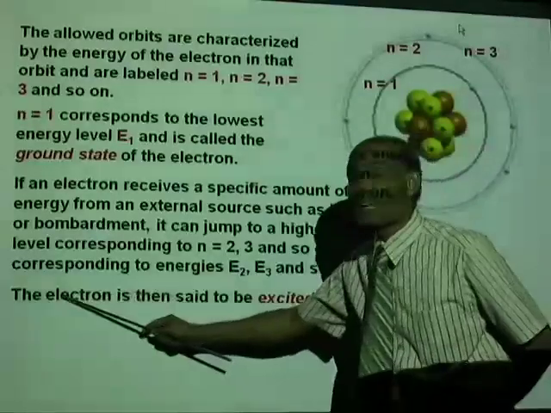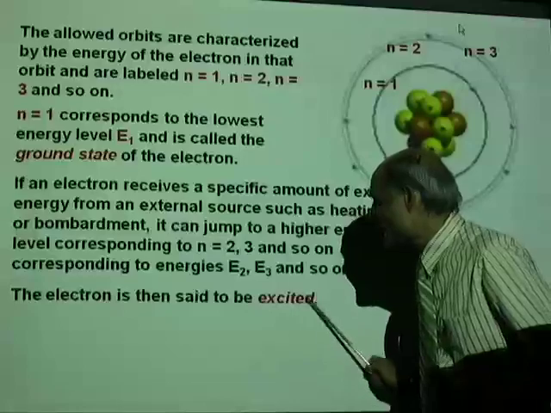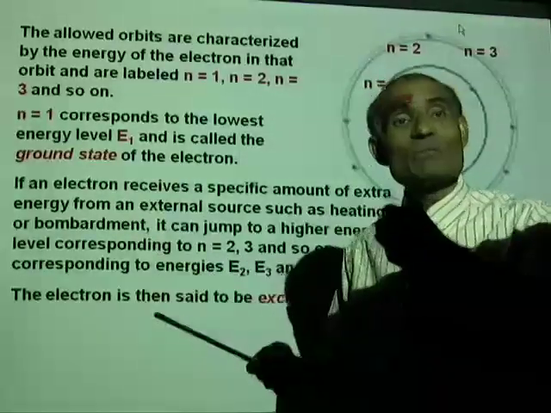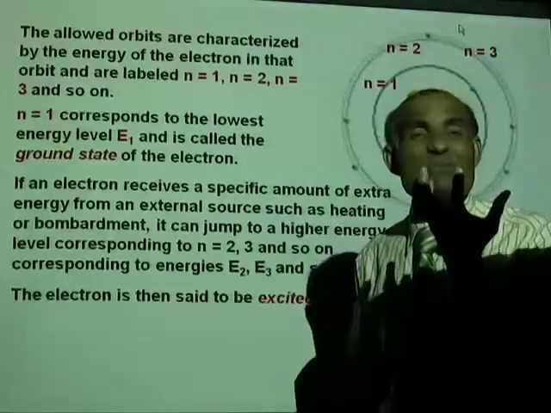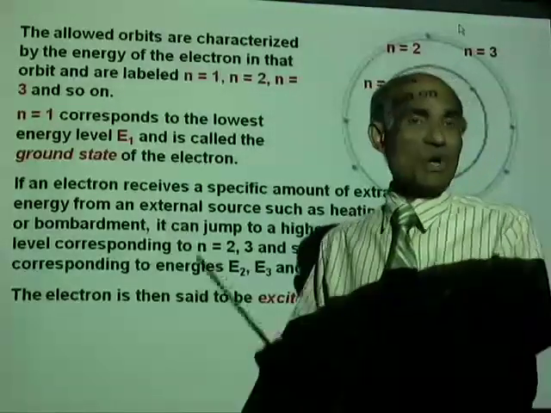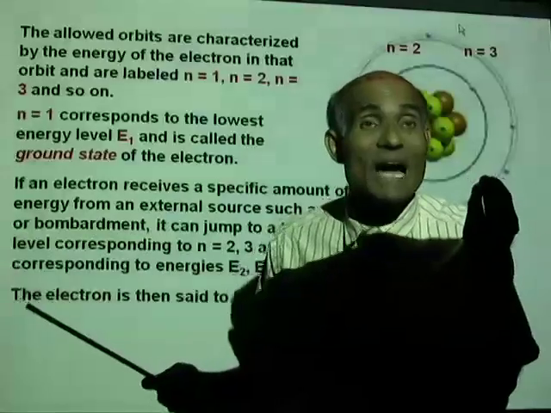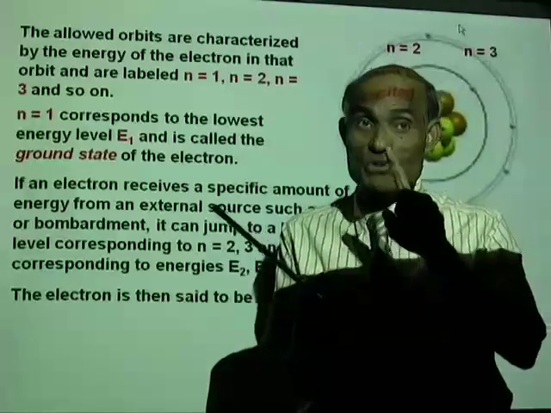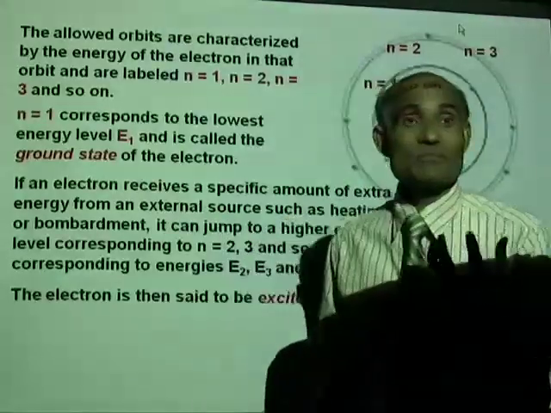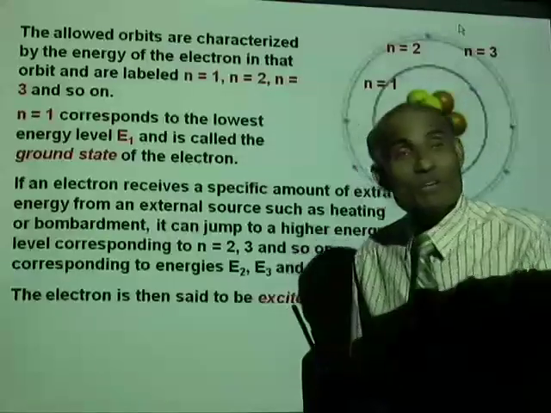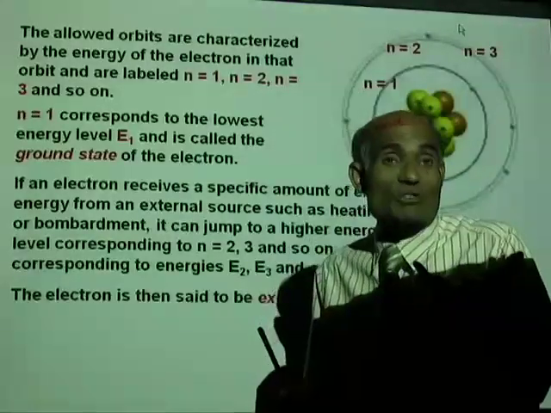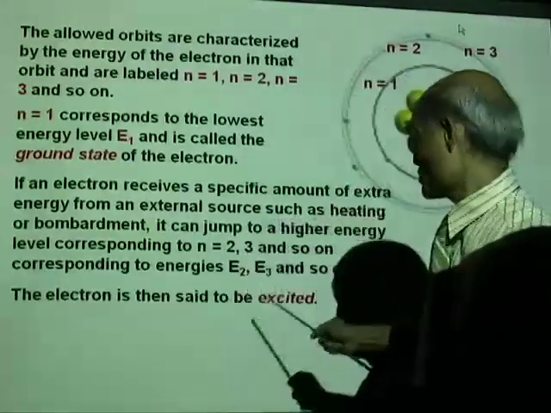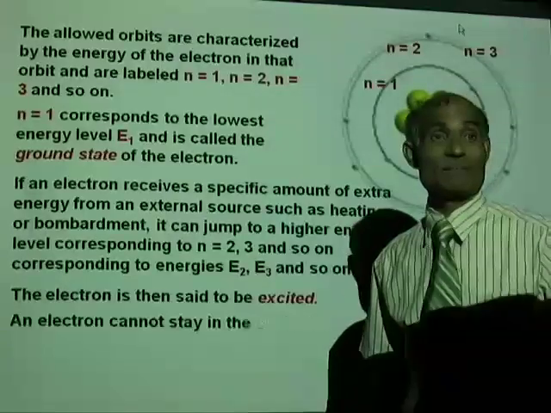Now, this electron is now said to be excited. Once the electron has jumped from a lower level to a higher level, the atom is said to be excited. It is no longer normal. In a normal atom, you will find the electron in the ground state. Remember, we're talking about the hydrogen atom. In a normal hydrogen atom, the electron will be in the ground state. The moment that electron has received extra energy and moved into an outer orbit, we say the atom is excited.